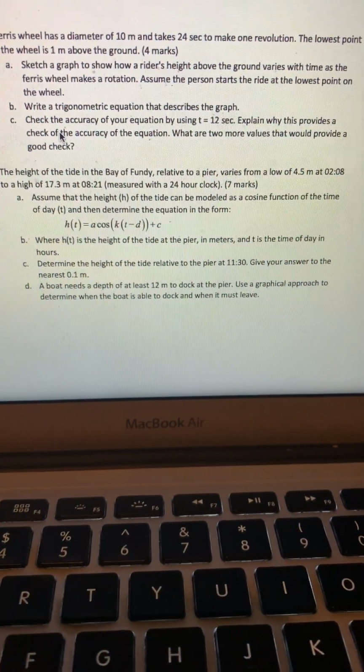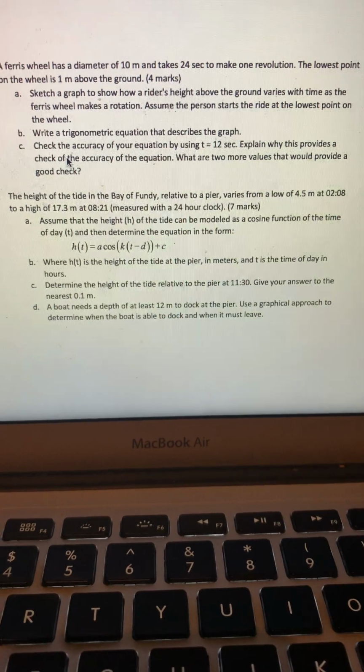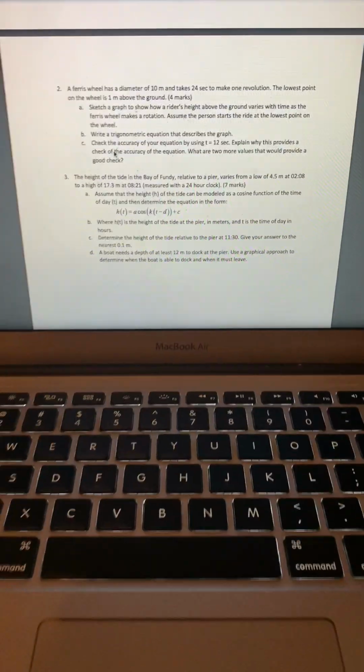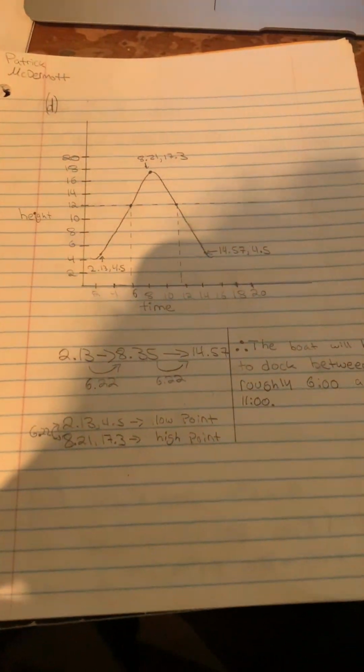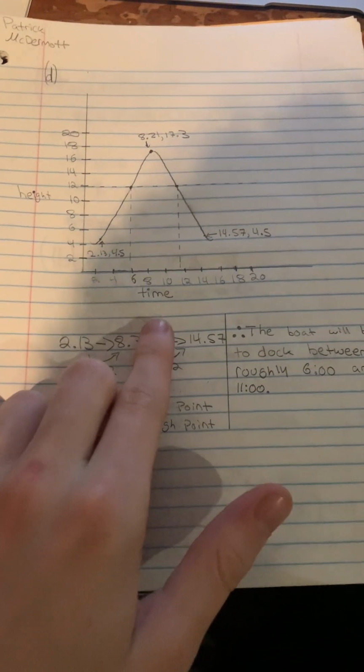3d asks, a boat needs a depth of at least 12 meters to dock at the pier. Use a graphical approach to determine when the boat is able to dock and when it must leave. Here I have part D. On the side, I have my height in meters, and on the bottom, I have time.